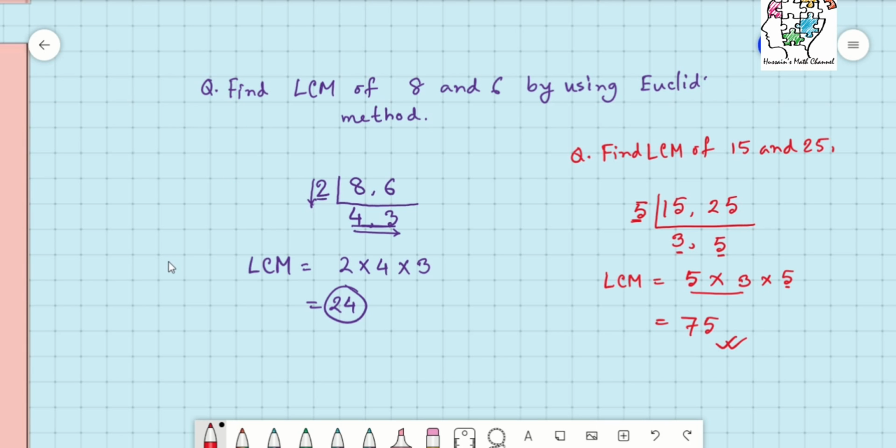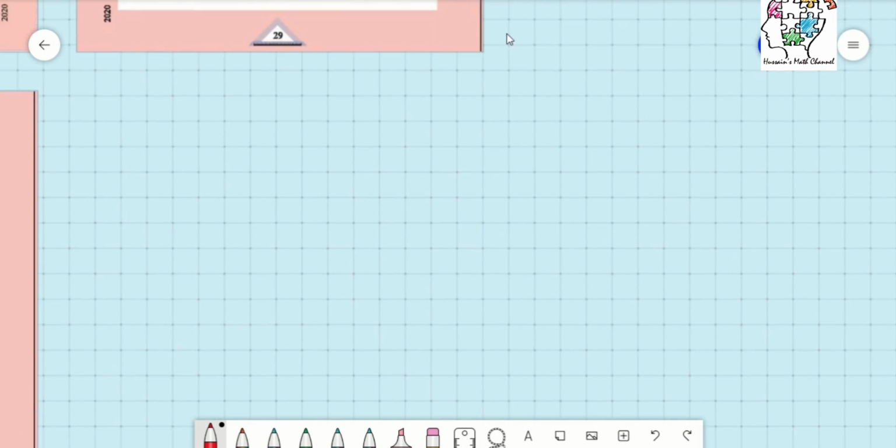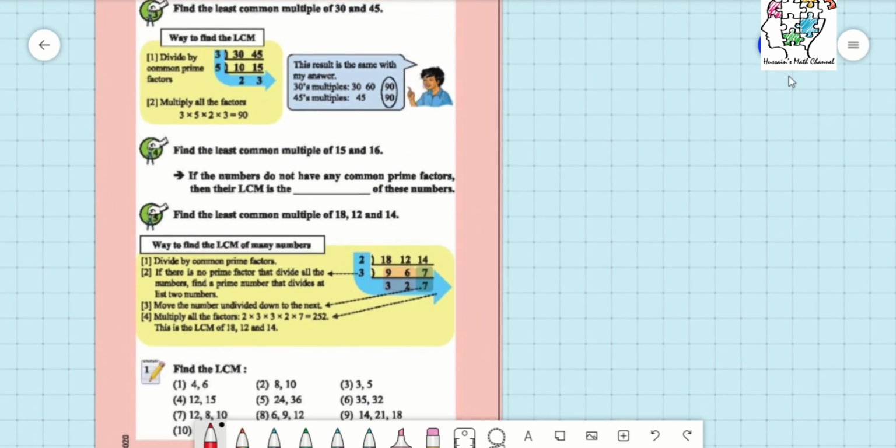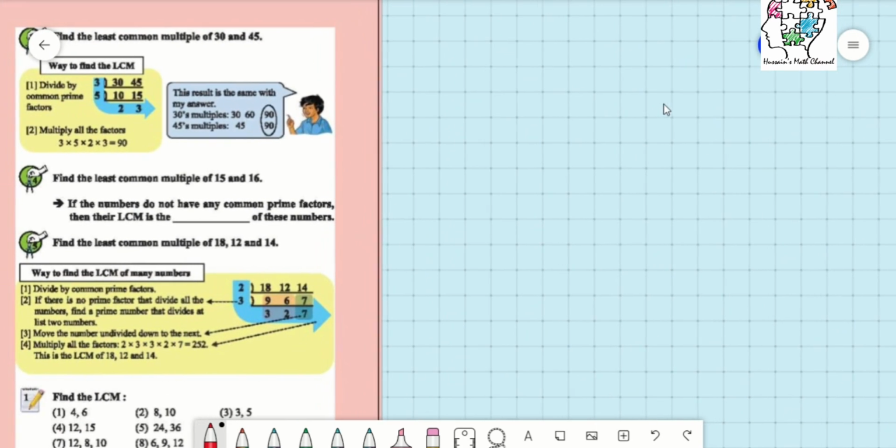Now we move on to some more examples, like how can we find the LCM of 30 and 45. You see here, 30 is an even number, 45 is an odd number. So we can find that these two numbers can be divided by 3. At first we have to find the smallest number by which we can divide both given numbers, 30 and 45.